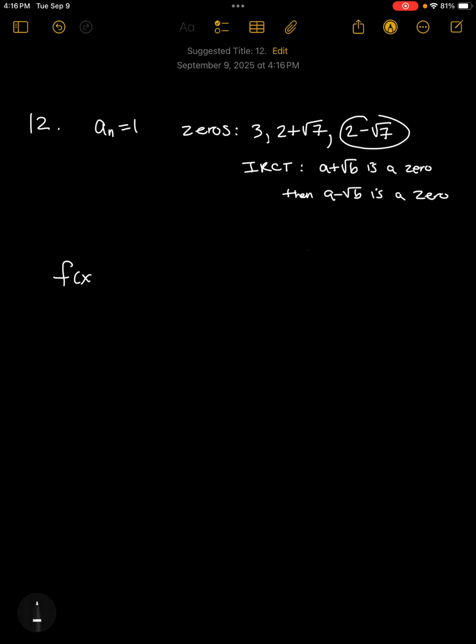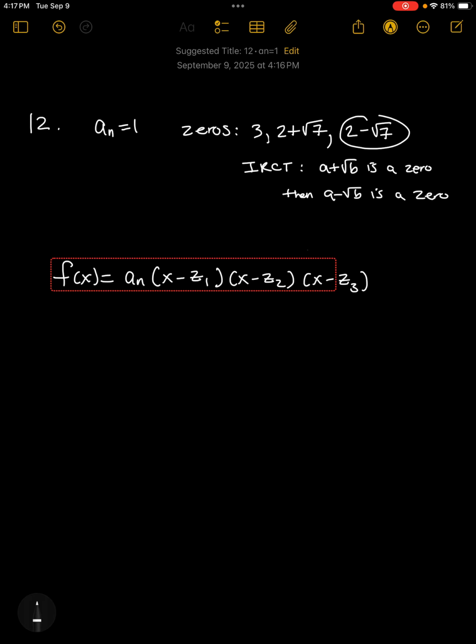So the first thing I'm going to do is write this in factor form. A sub n, x minus my first 0, x minus my second 0, and then x minus my third 0. I believe they want you to write it in the least degree, right? So notice I kept all these exponents with just 1. Okay, so least degree. And over here, they tell us the leading coefficient is 1, right? So let's substitute 1 over here and then start plugging in our first 0.